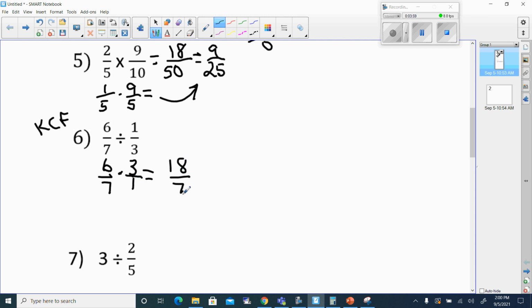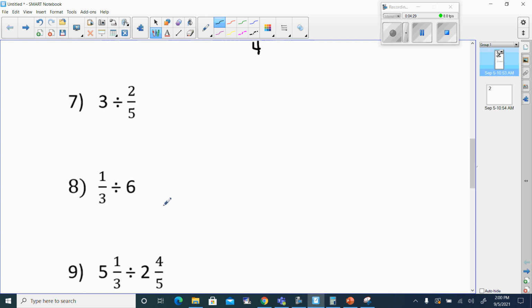I remember every fraction is a division problem. When I have an improper fraction, I take my top number and I divide it by my bottom number. I know 7 goes into 18 2 times, leaving me with 4 left over. And there be my answer. It's got to be 2 and 4 over 7.